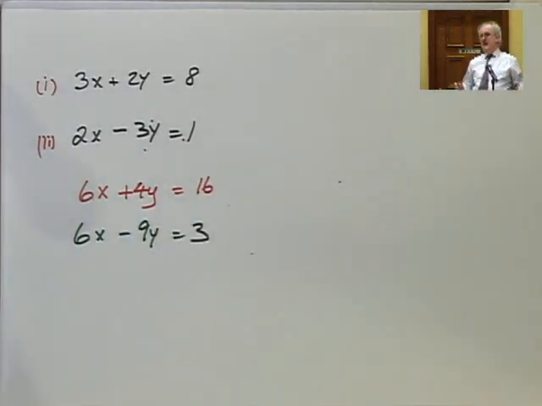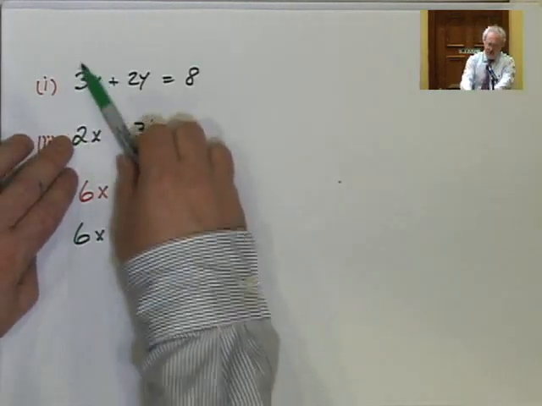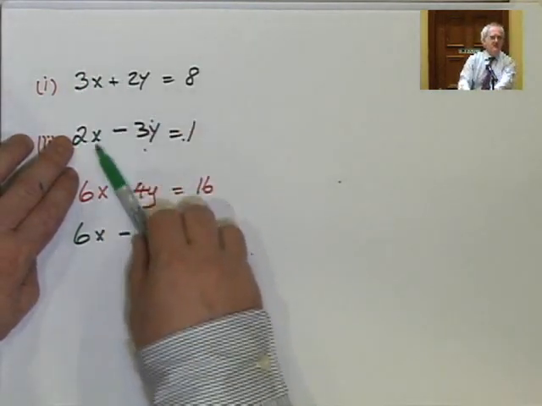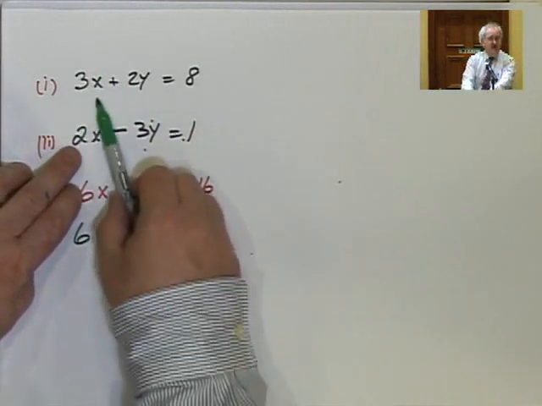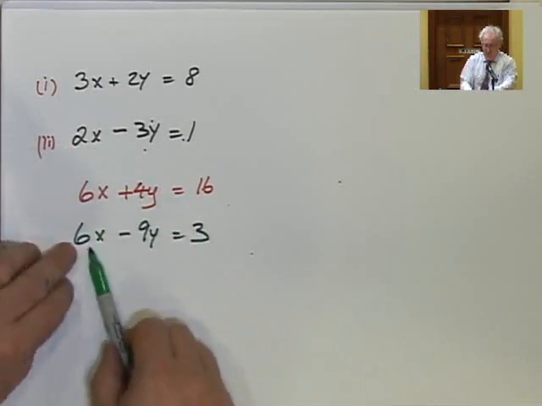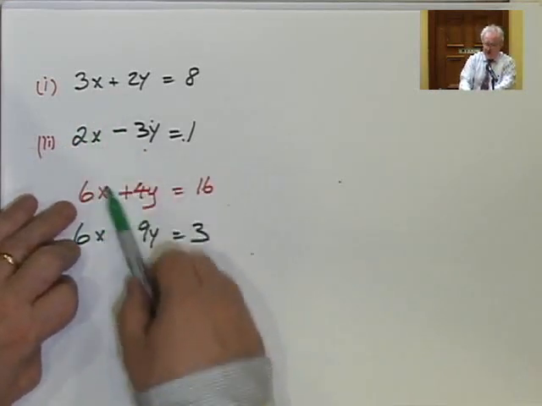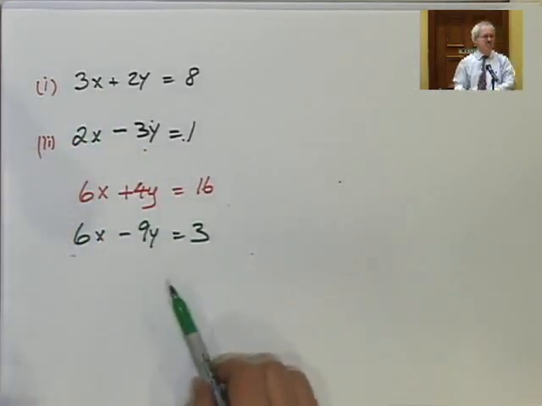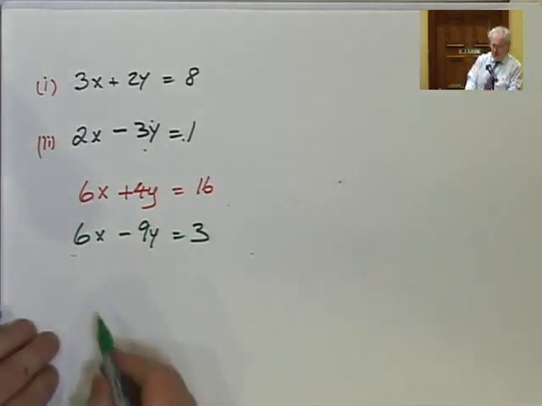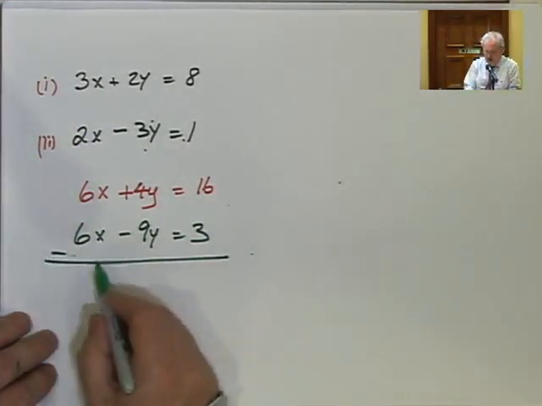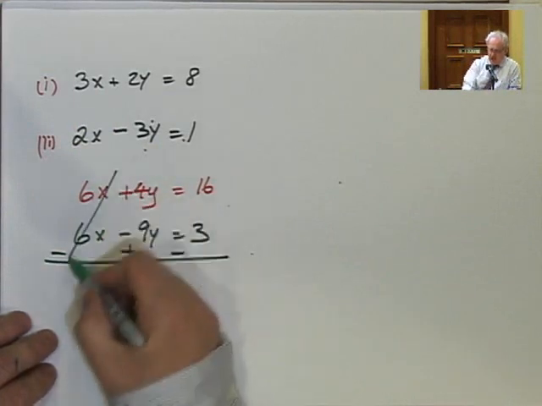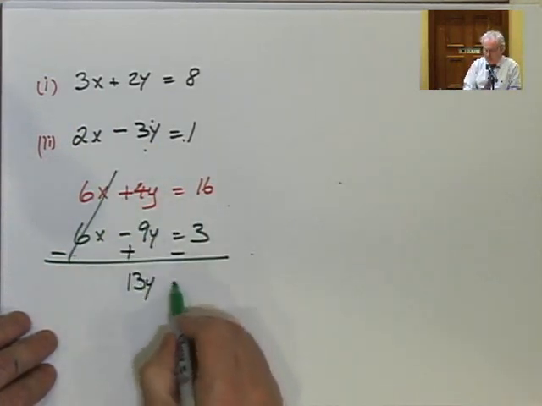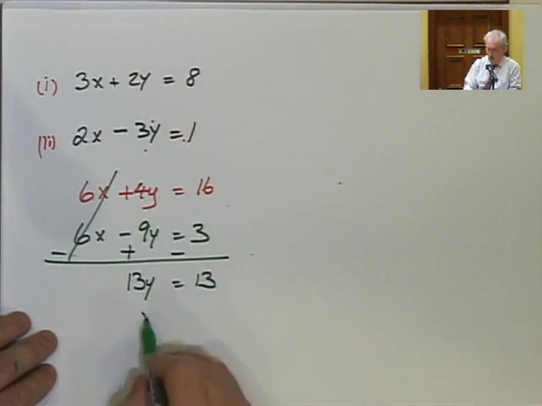Now, why am I randomly choosing to just double or treble? I've decided that I would like the values in x to be the same. Now, I could have multiplied this by 1.5, and I would have got 3x. But multiplying this by 3 giving me 6, and this by 2 giving me 6, the numbers were just a bit more friendly. I can now take one equation from the other, changing the sign, minus plus minus, and I get that 13y is 13. y is 1.